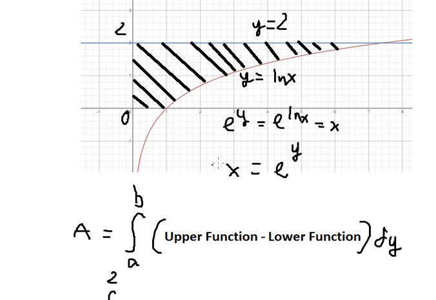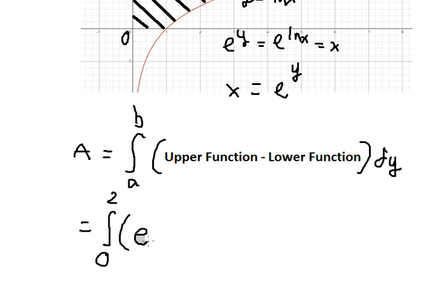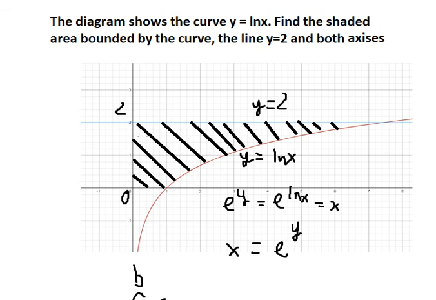The upper function is the red line. The lower function is 0. x equals 0. This is this line in here.